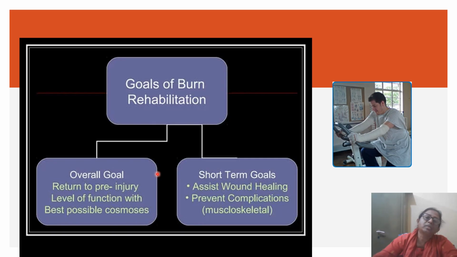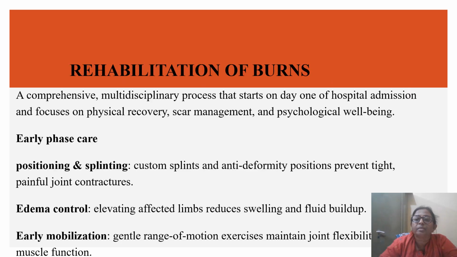So the next one is rehabilitation. The overall goal is to return to pre-injury level of function with the best possible outcome. Short-term goals: assist wound healing and prevent complications, especially musculoskeletal complications. So in the early phase, positioning and splinting, then edema control, elevating the affected limbs to reduce swelling and fluid buildup. Then early mobilization by gentle range of motion exercises to maintain joint flexibility.